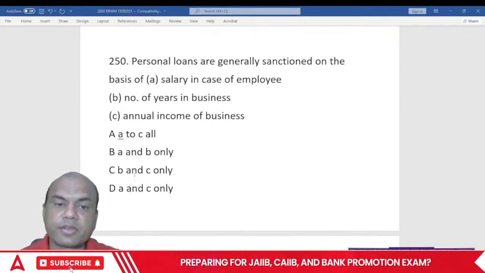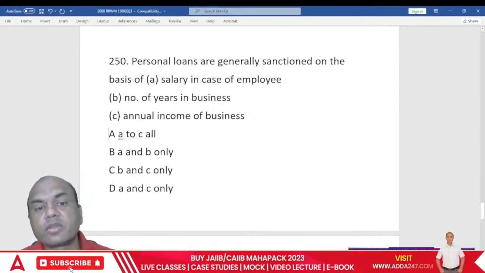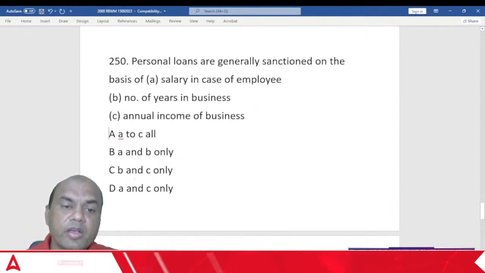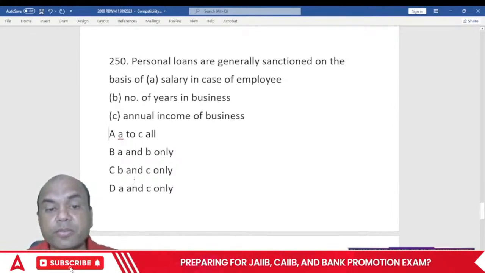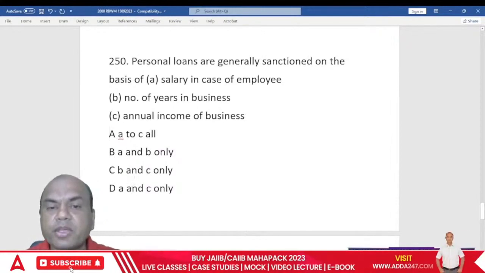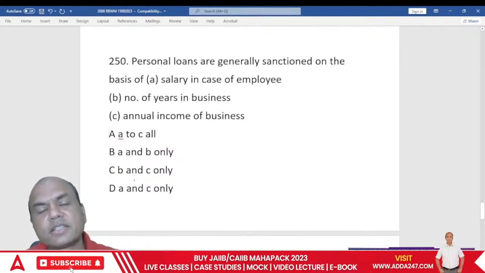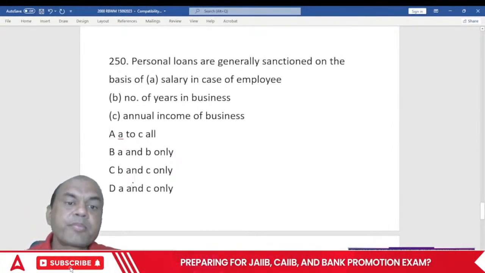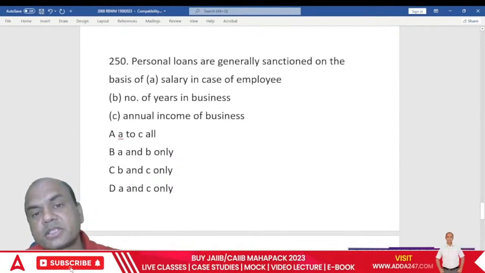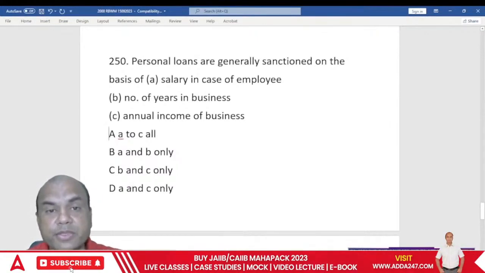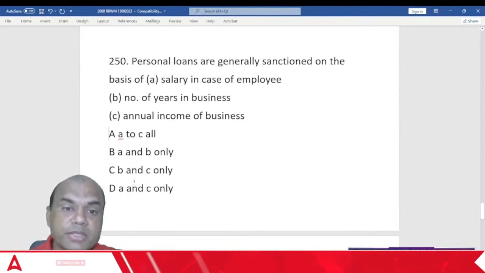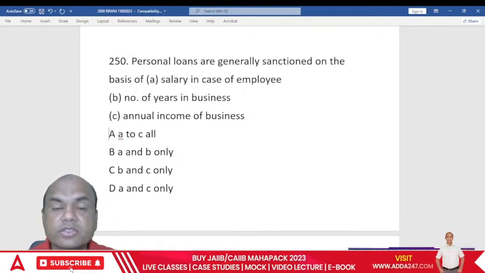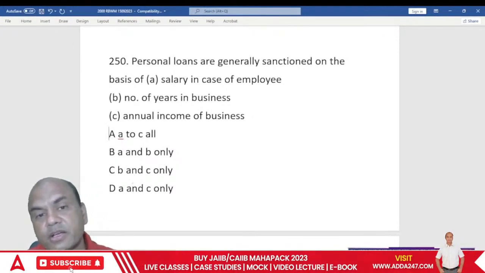Personal loans are sanctioned on the basis of salary in case of an employee. Is it on the basis of only salary, or on the basis of number of years for businessmen? See here, for a salaried employee, it's very easy. Just see the salary slip and Form 16 and you'll get the details of that customer. But with a business person, there's a problem. Why? Because the balance sheets have to be checked. You have to check the condition of the business and the place of the business. So personal loans to businessmen are always difficult.